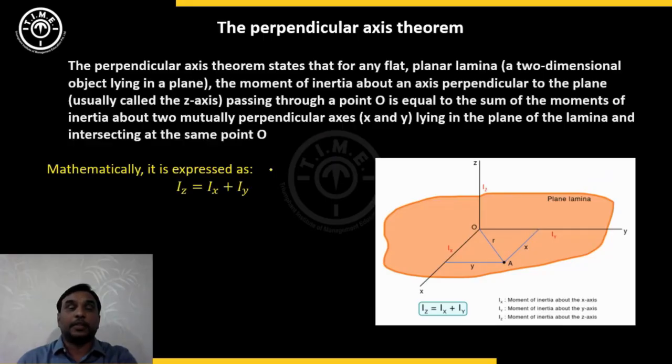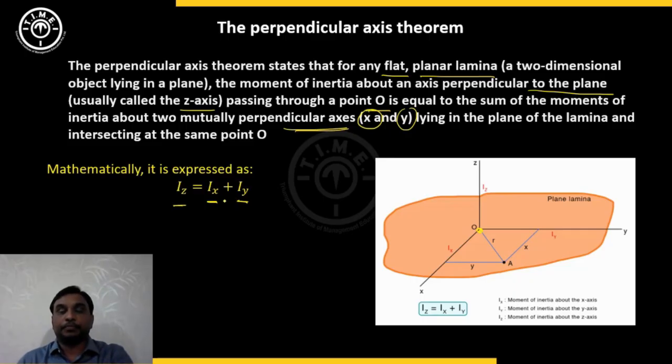Before that, the perpendicular axis theorem statement is this. The perpendicular axis theorem states that for any flat planar lamina, the moment of inertia about an axis perpendicular to the plane, that is the z-axis passing through O, where O is the point of intersection of the first 2 axes, is the sum of the moments of inertia about 2 mutually perpendicular axes, that is x and y. Mathematically you can write Iz is equal to Ix plus Iy.